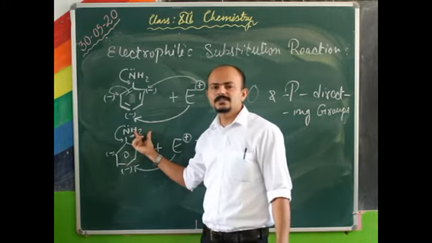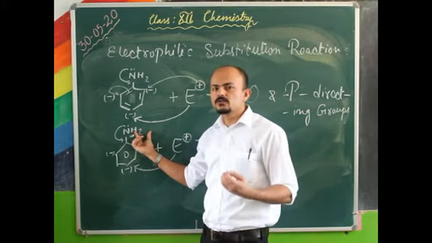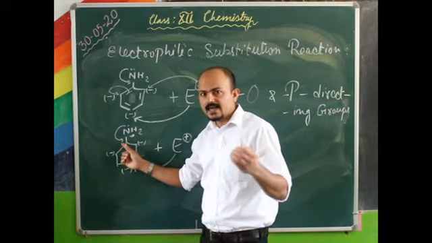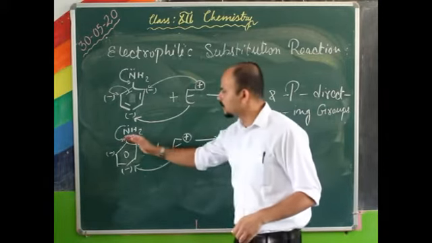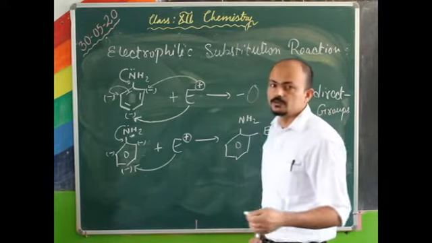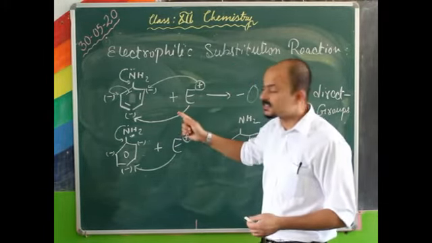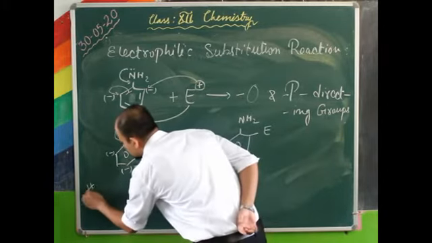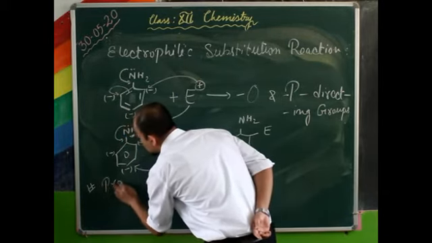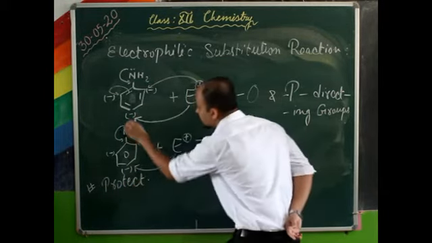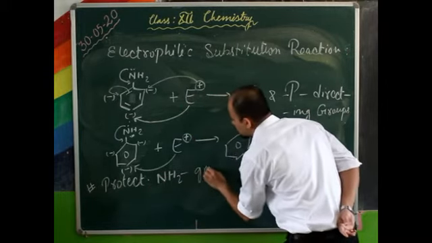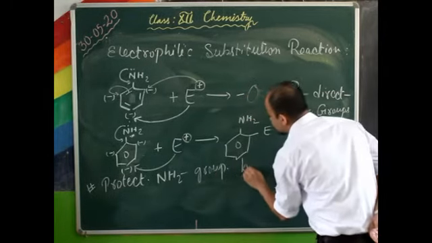If one of the hydrogens is replaced by an electron withdrawing group, then this electron pair would not be going to the benzene ring. Okay? And in this way, we can get mono substitution. For this, what we usually do, as we have already discussed, is acetylation. So if you want to get the mono substituted product, you have to first protect this NH2 group by acetylation.